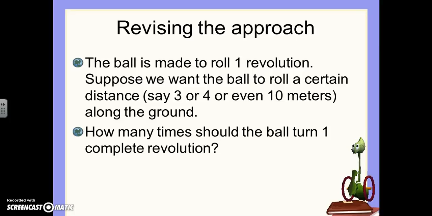The ball is made to roll 1 revolution. So let's suppose that we want the ball to roll a certain distance, say 3 or 4, even 10 meters along the ground. How would we do this? Will we adjust the revolutions, or are we going to adjust the movement? How is this exactly going to work?